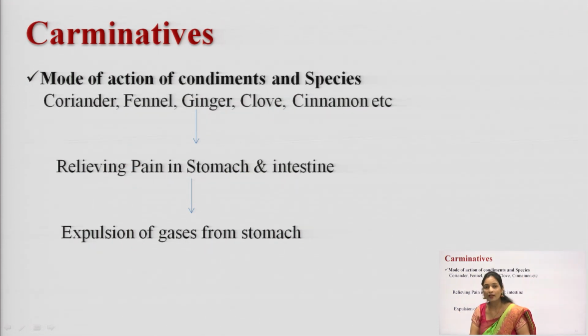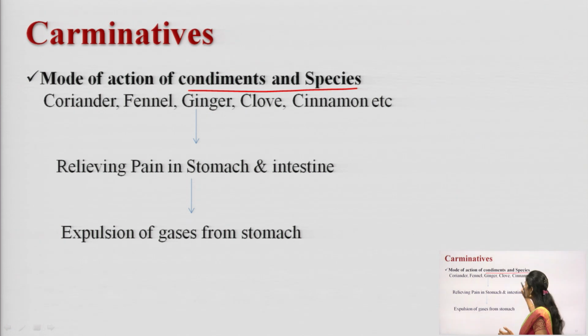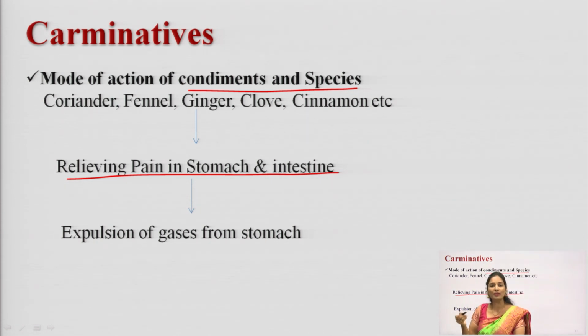Okay. Now, we will see the mode of action of some condiments and spices. These are spices like coriander, fennel, ginger, clove, black pepper and cinnamon. All these spices are used to expel the gases. How do these agents expel the gases? They relieve the pain in the stomach and intestine. By relieving this pain, the expulsion of gases will be seen in the stomach. Finally, it acts as a carminative.